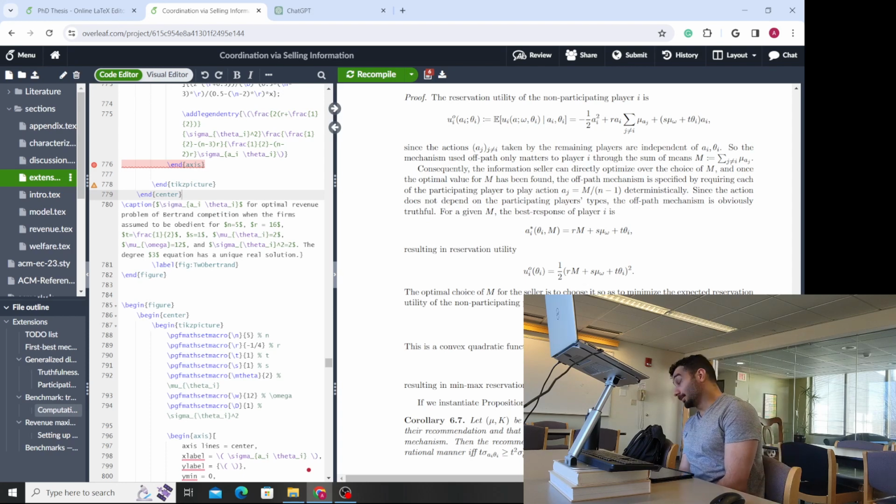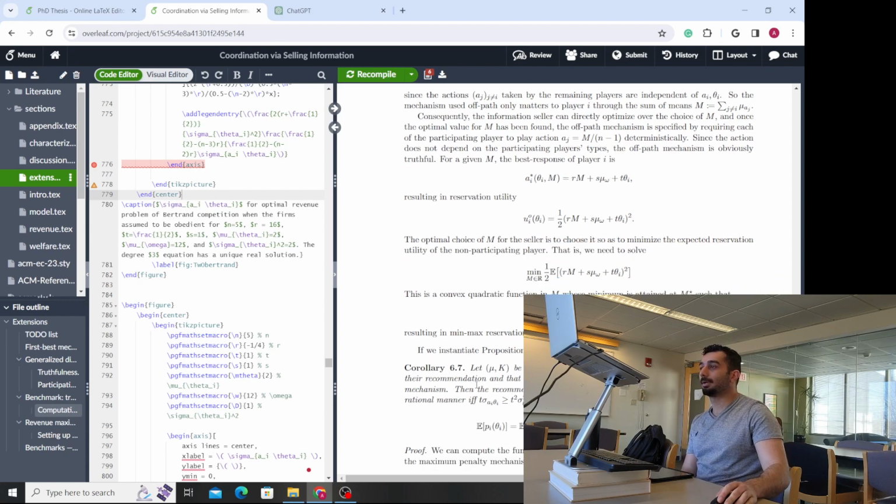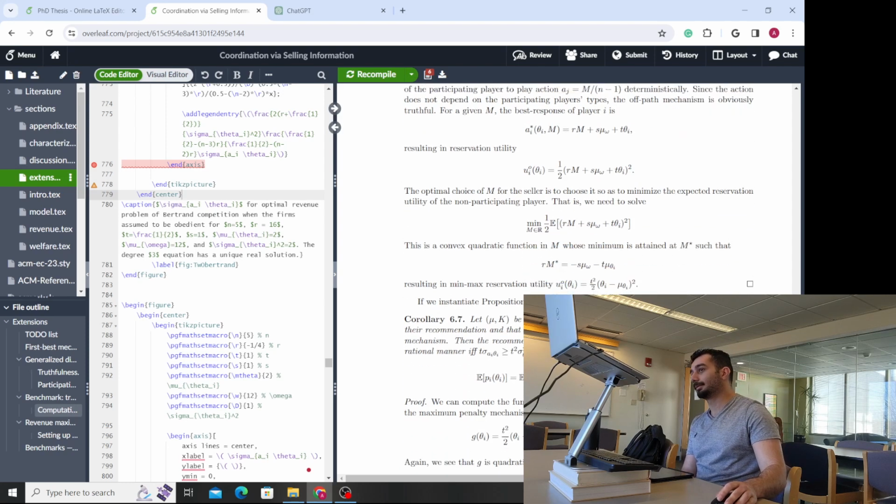Okay, guys, I have to stay awake. That is, we need to solve this. And this is a convex quadratic function m whose minimum is obtained at m star, and this is it.